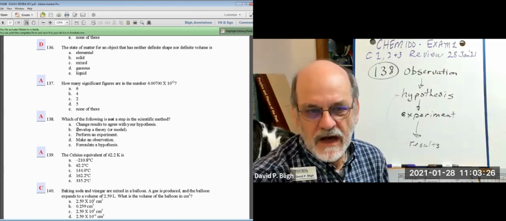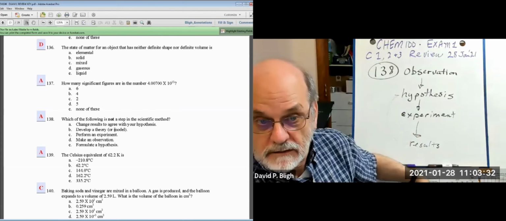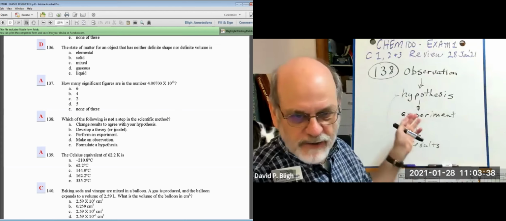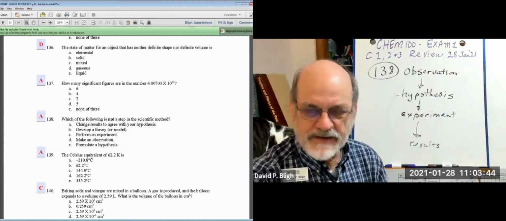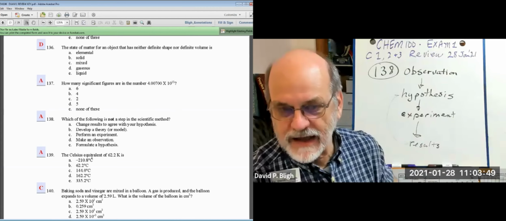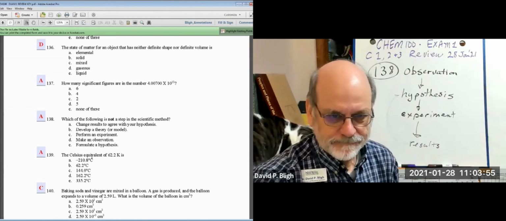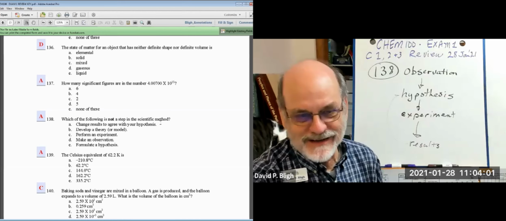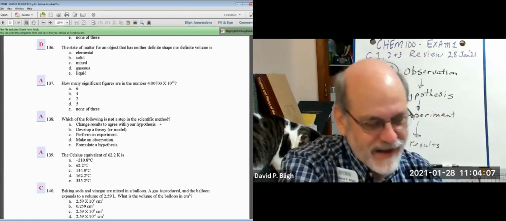The rest of them: develop a theory or a model. Well, yeah, if you have enough experiments, you can keep going, right? And make a theory out of it. That's true. Perform an experiment, yes. Observation, yes. Hypothesis, yes. Those are all parts of the scientific method. The scientific method is really a roadmap to arriving at a justifiable answer to a problem. And changing your results to suit the hypothesis is not one of them. Okay, what's next?